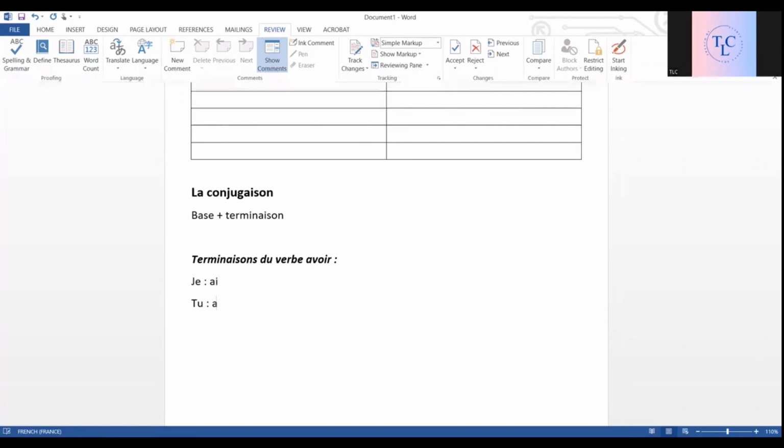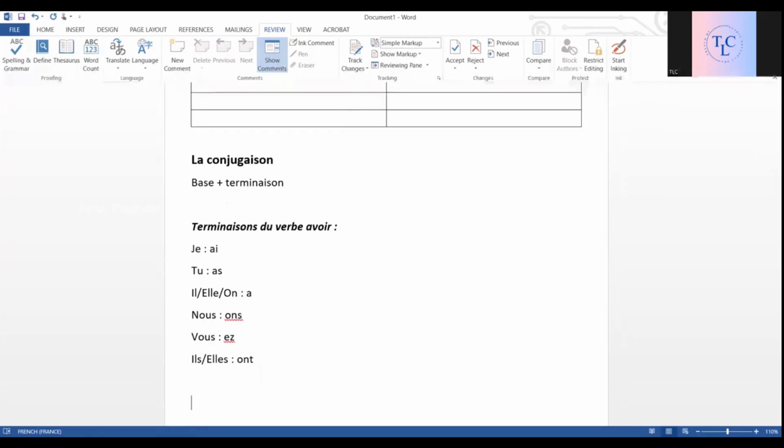Tu as, il, elle, on a, nous ons, seulement ons, vous ez, ils ou elles pluriel, ont. These are the fixed endings for futur simple. You take any verb, these are the endings for futur simple of that verb.